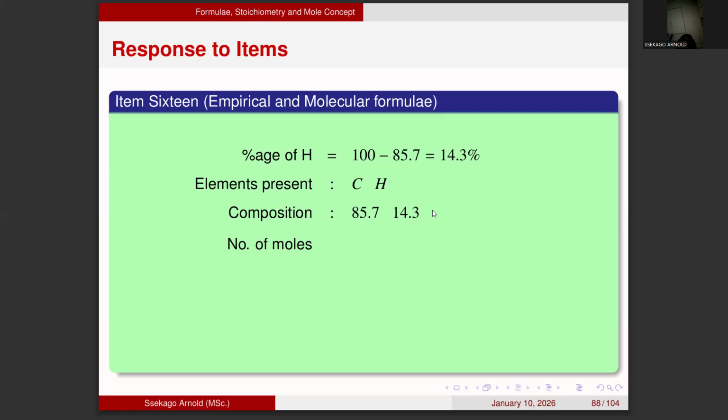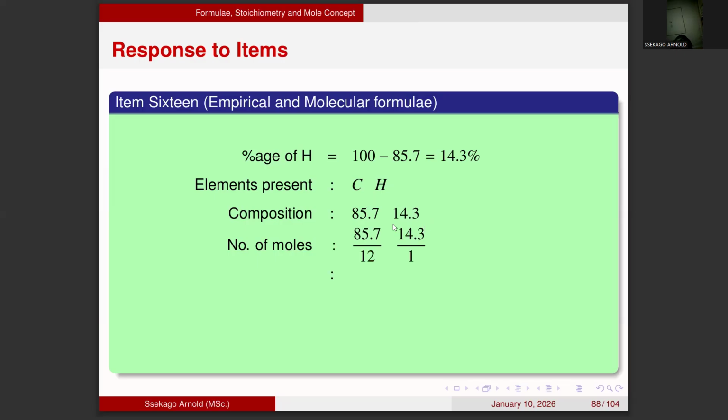The item will give you information on the relative atomic masses. The information may not necessarily be attached directly to the question, but you check the front page of the question paper. In this case, the relative atomic mass of carbon is 12 and that of hydrogen is 1. So we divide 85.7 by 12 and 14.3 by 1. After calculating, we obtain 7.142 and 14.3.